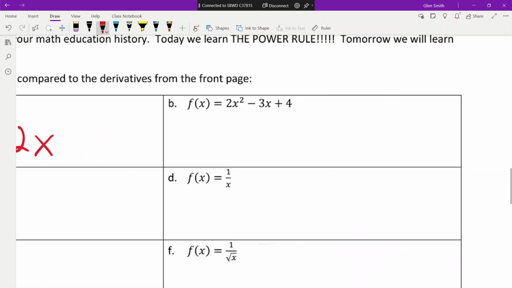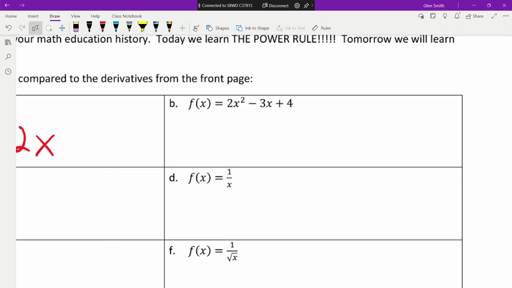Okay? All right. Super duper easy rule. You ready? If you see a plus and minus between terms, you can derive them individually. All right? It's like 3 separate questions right here. So f prime of x is just 4x. Can we handle that?